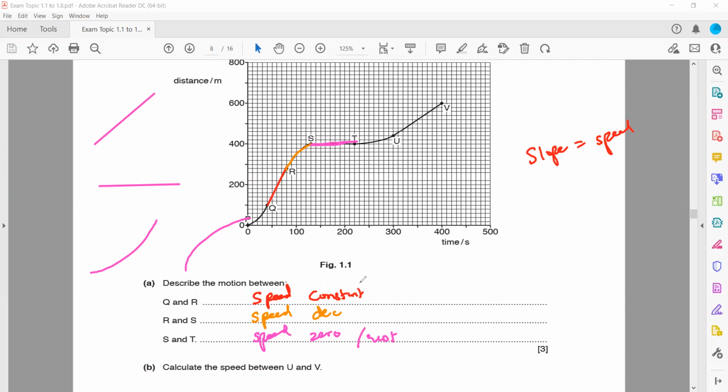From R to S, because the speed is decreasing, a decrease in speed is also called deceleration. So that is also acceptable. That is also correct if you write deceleration. Why is deceleration correct? Because speed is decreasing, and decrease in speed is called deceleration. So it is not wrong. Either you can say speed decreases or you can say decelerating. Here you can say speed is constant, or you can mention zero acceleration.